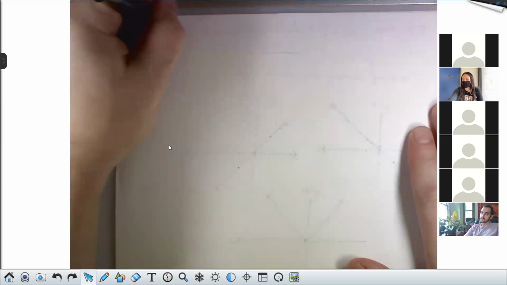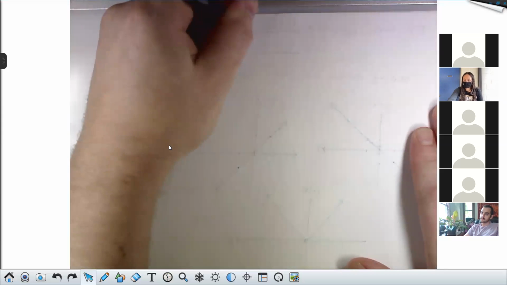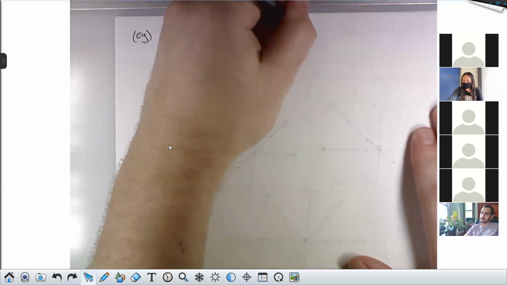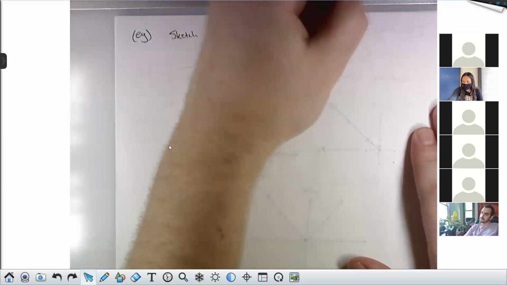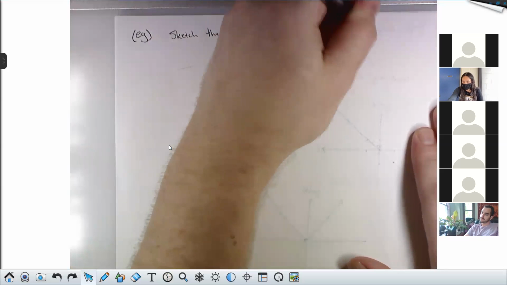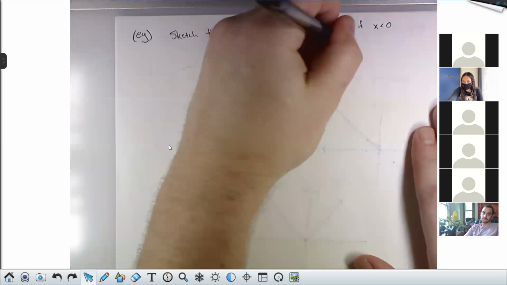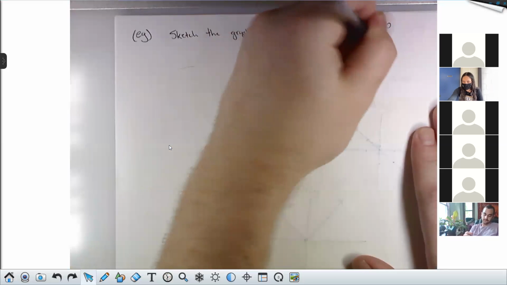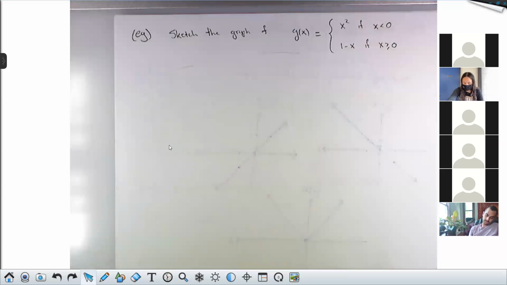Okay, so let's sketch a graph. I'll call it g of x. And we'll define it piecewise to be x squared if x is less than 0, and 1 minus x if x is greater than or equal to 0. We don't have to make these splits at 0, right? These restrictions on x can be all sorts of different things, but just without thinking too hard, this is something that comes to mind.